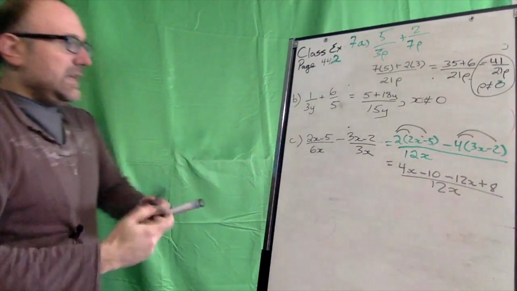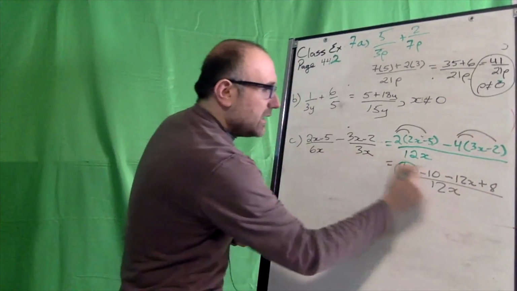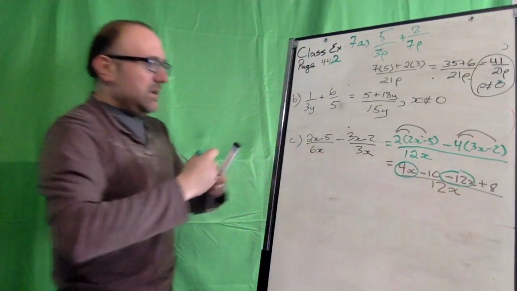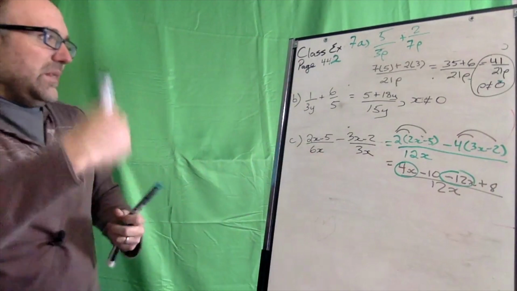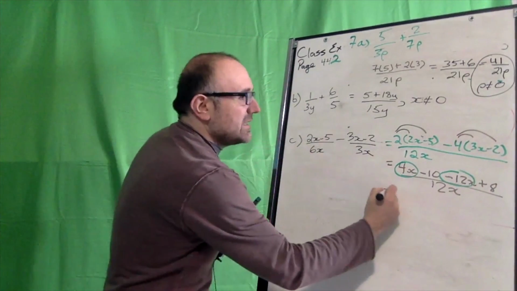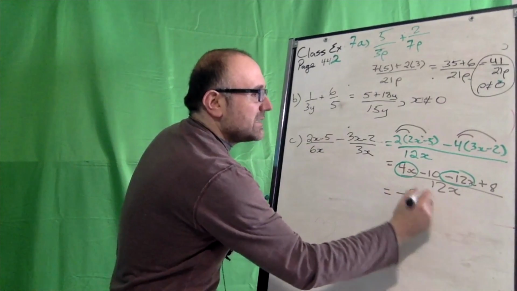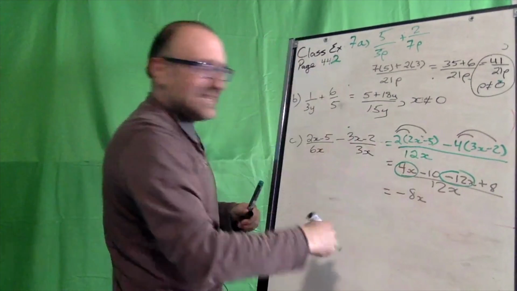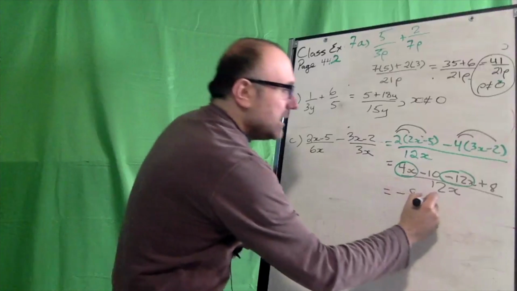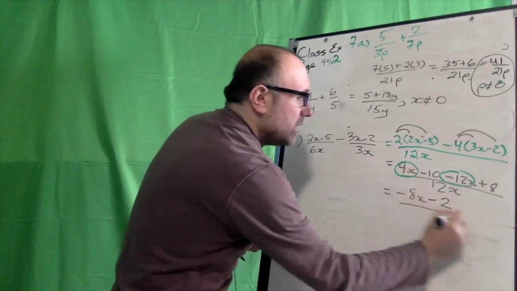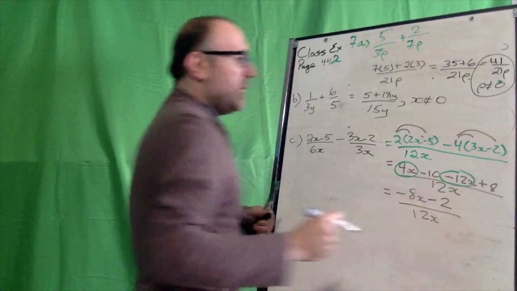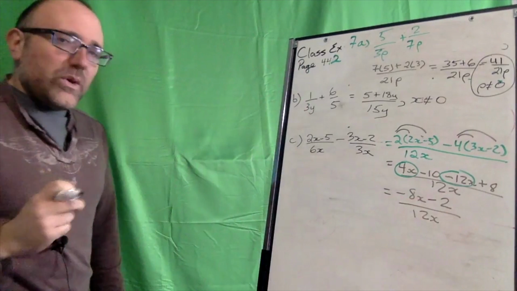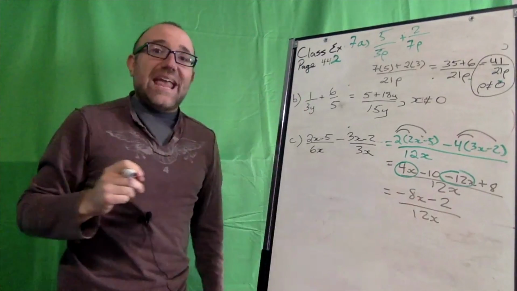Okay, now collect any like terms. Here's a like, here's a like. How many now do we have? We want to get less of a negative number in that case. We get negative 8x, negative 10 plus 8, a little bit less of a negative number, all over 12x. Now in this case, the numerator has something that's common, negative 2.